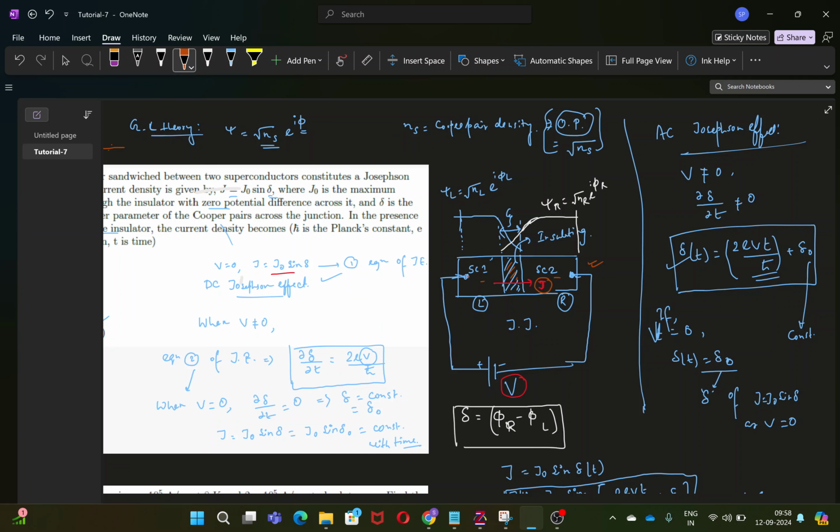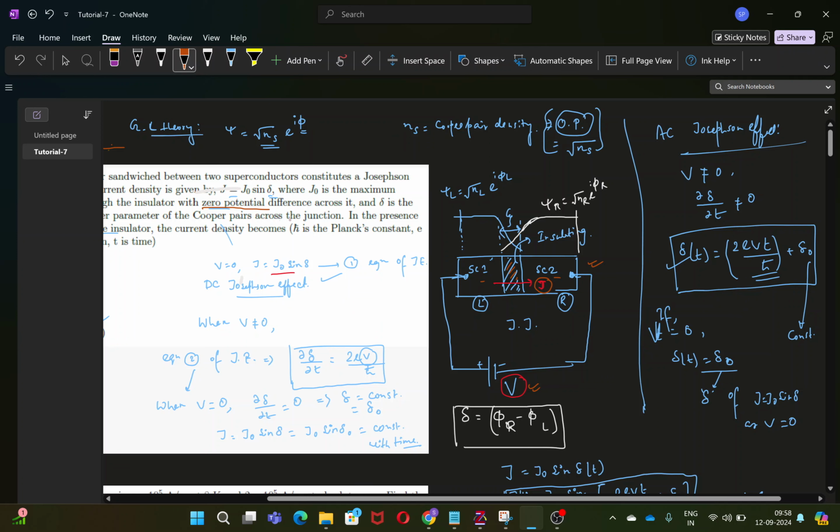Okay, and here in this case you can see that this junction has been given a potential, which is a DC potential, which is time independent. This V bias or V potential is given across the junction, and so we need to calculate what is the value of J when this V bias voltage is applied to the junction. So first of all, you know that the first option was when there was a zero potential difference across the junction.